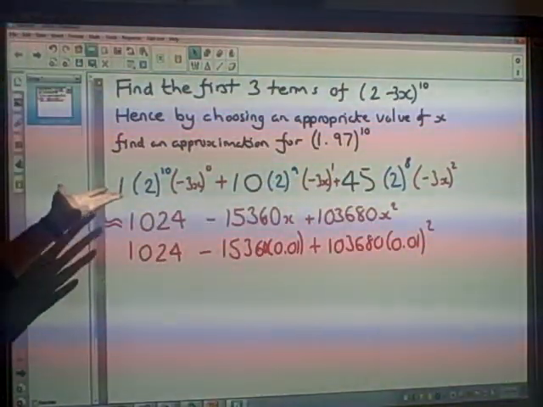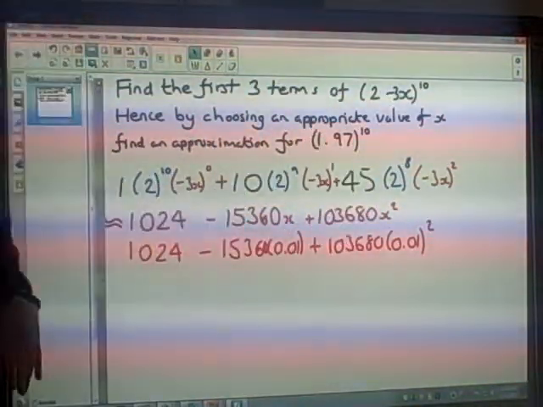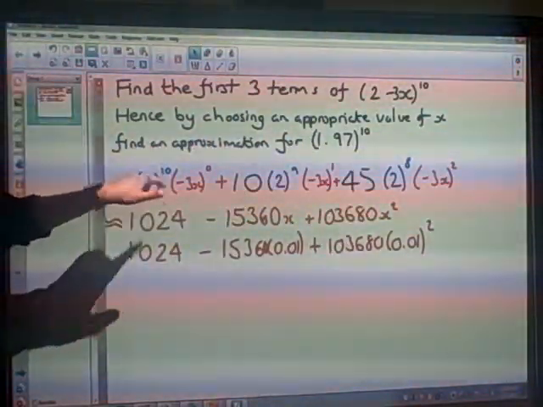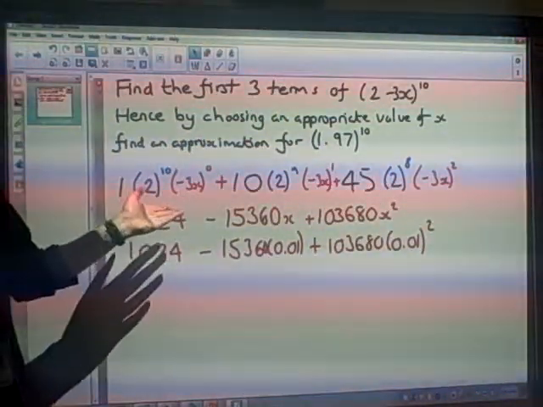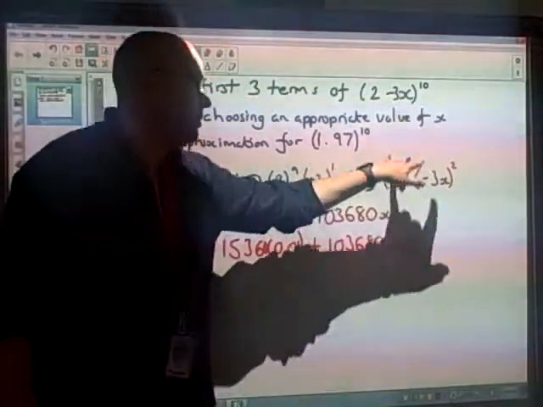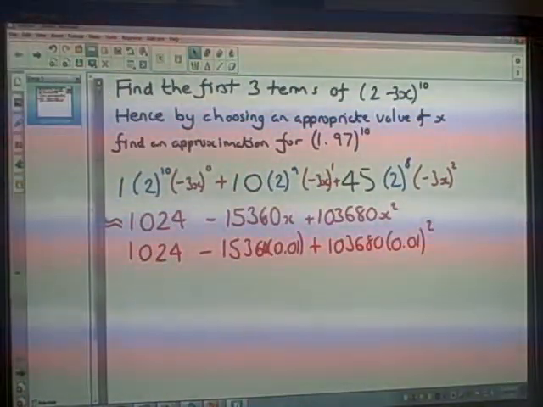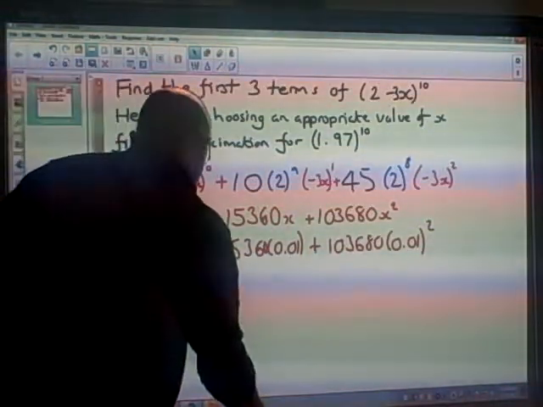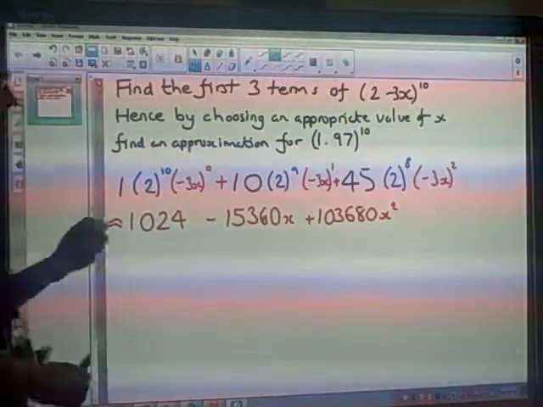Power of 10, first number's obviously 1, second number's the same as the power, so 10, and then this will be 10c2. First term, decrease in powers, power of 10, then 9, then 8. Second term, negative 3x, increase in powers, 0, 1, 2. You can see the 2 powers add up to 10 as well. And using your calculator, you should be able to find out that those are your first 3 terms.